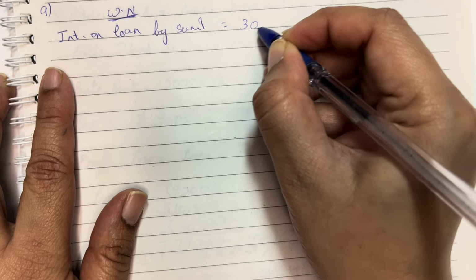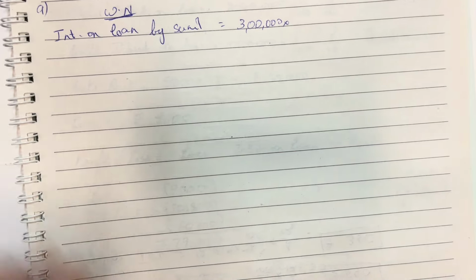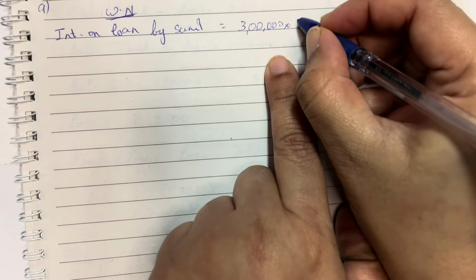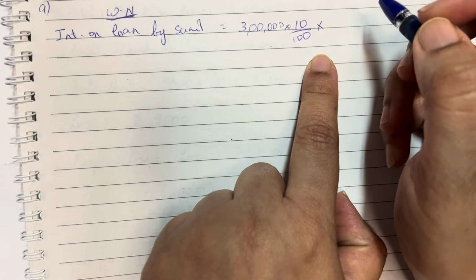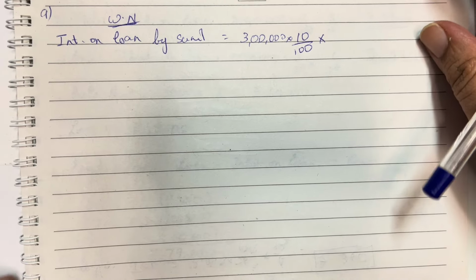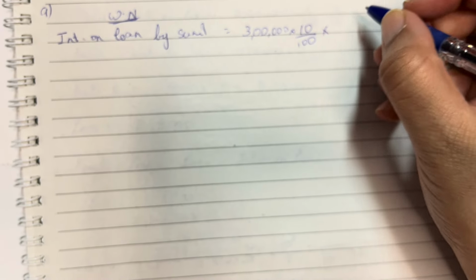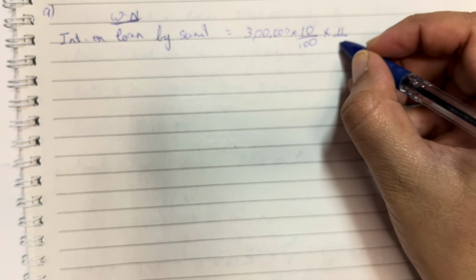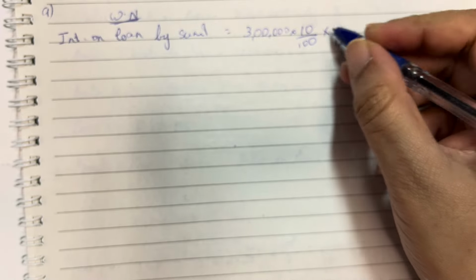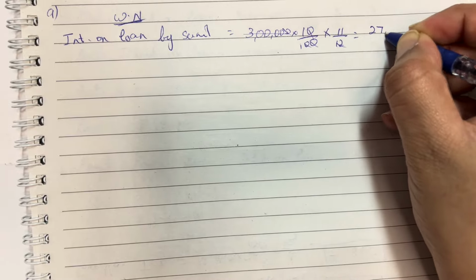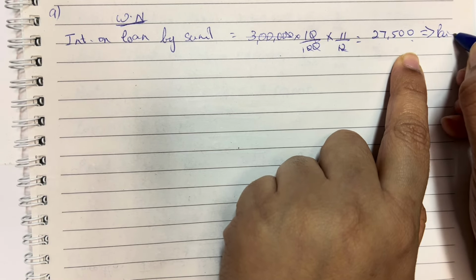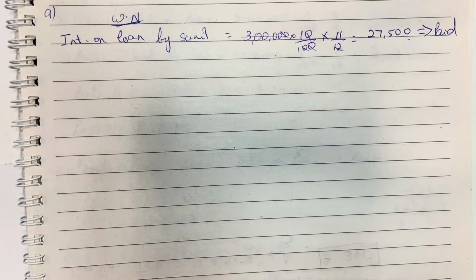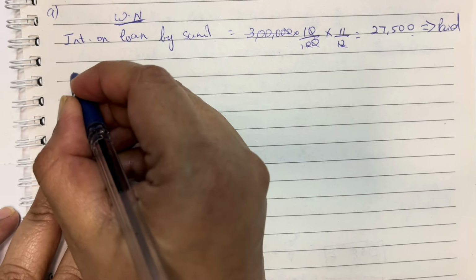So how much loan did Sunil give? Sunil gave a loan of 3 lakhs, right? Out of this, how much interest was paid? 10% interest the firm agrees to give him, and he was paid interest only for 11 months, right? See, the sum says that interest was paid up to February. So only 11 months interest was paid to him. So we'll write 11 by 12. So that would make up to 27,500. This is the interest that has been paid to Sunil.